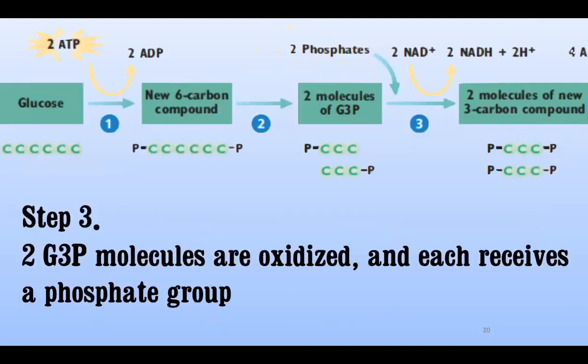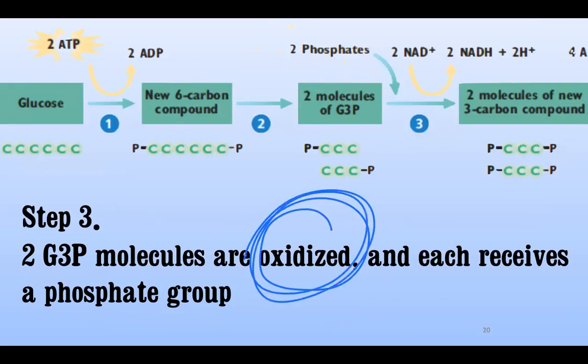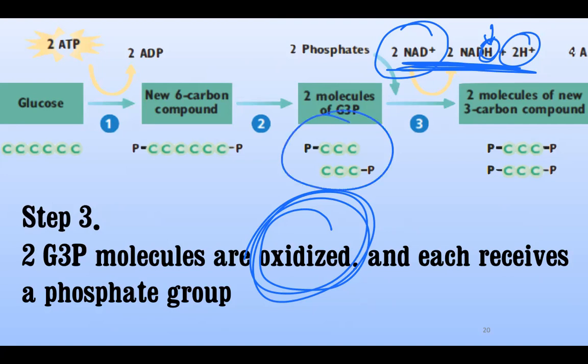Step 3, 2 of these G3P molecules are oxidized and each receives a phosphate group. Again, if something is oxidized, something else has to be reduced. In this case, it's 2 NAD+. You add a hydrogen and you've got 2 hydrogen ions. And in this case, you are reducing it because it's gaining electrons, as well as a hydrogen. So that's why NAD is there to accept electrons and hydrogen so that G3P can be oxidized.